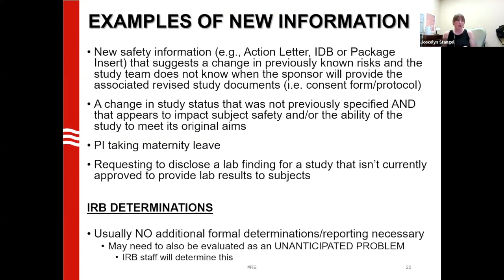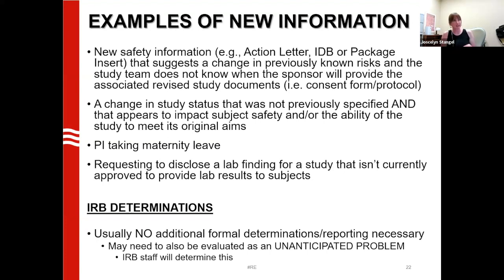So also, an unexpected change in study status appears to impact safety and/or the ability of the study to meet its original aims. Like the last example, this is an example of one that impacts the risk-benefit ratio of the study. When the IRB approves the study, they're basing that on certain risks and the ability to create generalizable knowledge. So if the information that is the basis for that approval changes, then the risk-benefit ratio may be impacted. And so that's when you're coming back to us, just letting us know, here's this new information.